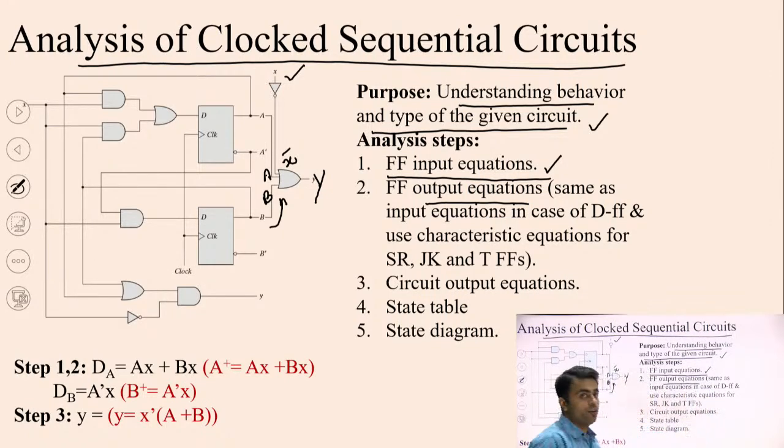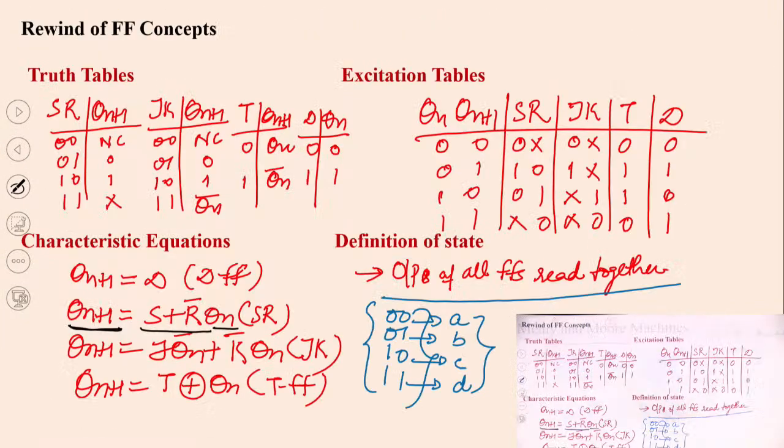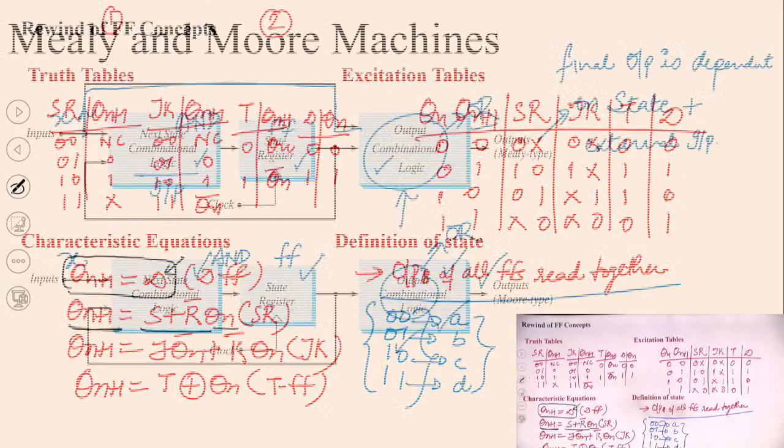But we will be very lucky if the examiner gives me a circuit which has a D flip-flop, because we know that in a D flip-flop whatever is the input, it will be the output, isn't it? Whatever is the input, it will be the output, because the characteristic equation of the D flip-flop is very simple. Here you can see that for the D flip-flop, Qn plus 1 is equal to D, that means whatever is the input you will get the same thing at the output. Okay.